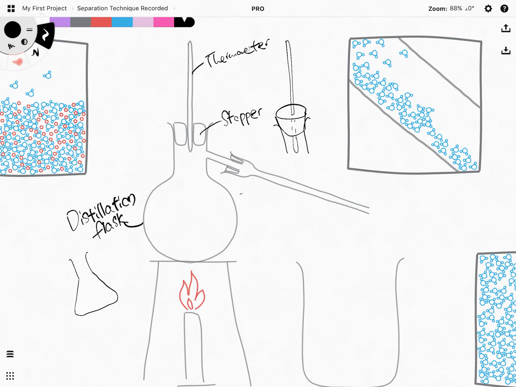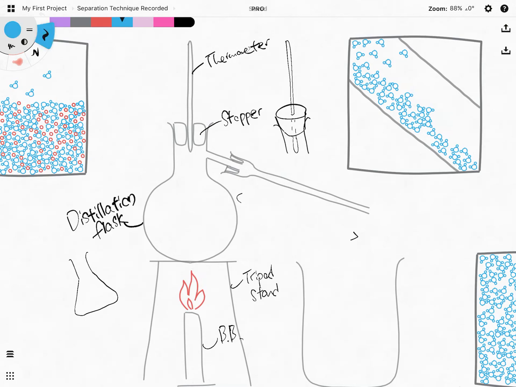Coming out of the distillation flask, you find that there's this long tube. This is drawn in 2D, but it's actually a tube. It's like a glass straw coming out of the distillation flask. This is where the water vapor will go through and eventually come out. Here we have again a tripod stand, and below it, you're familiar with this, the Bunsen burner.